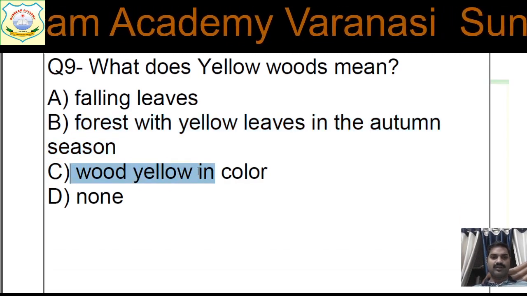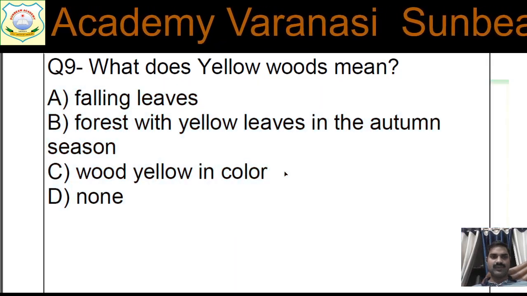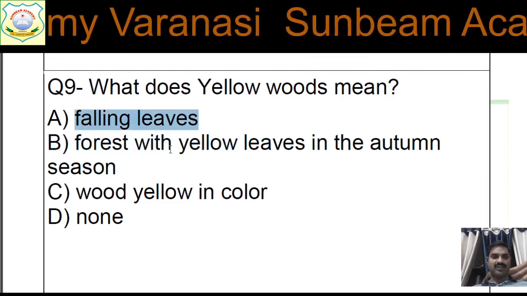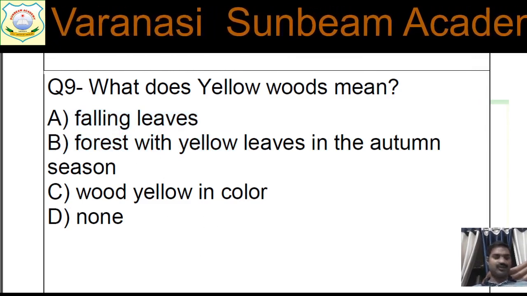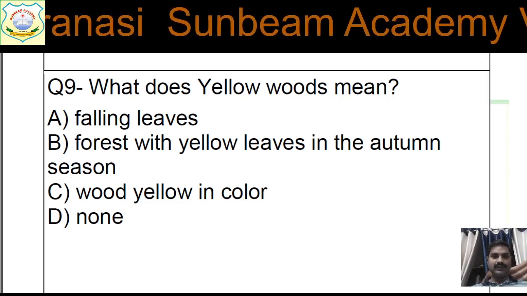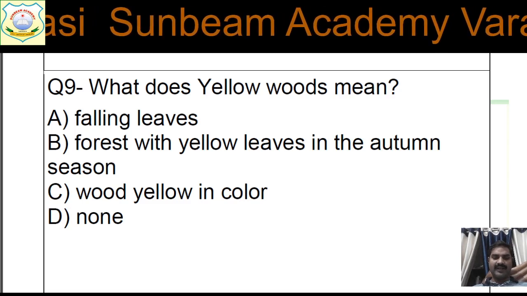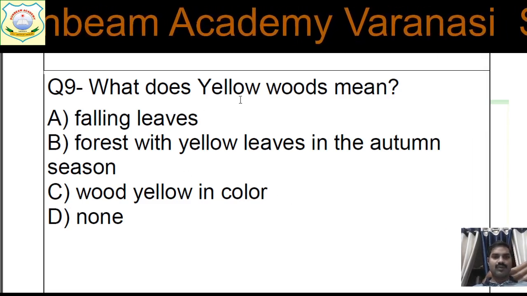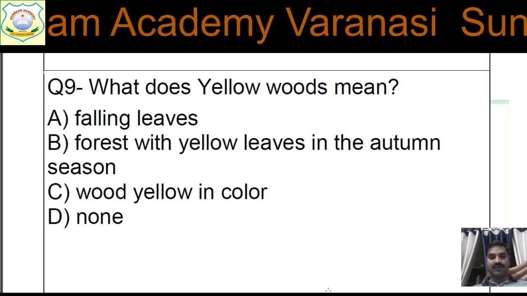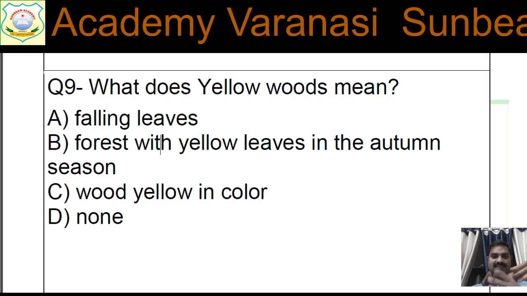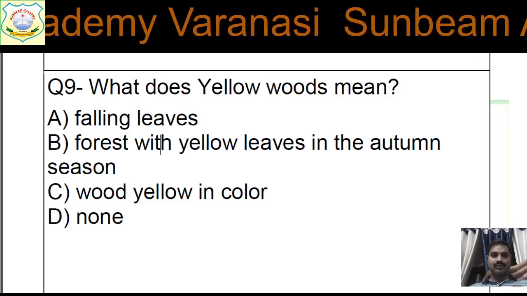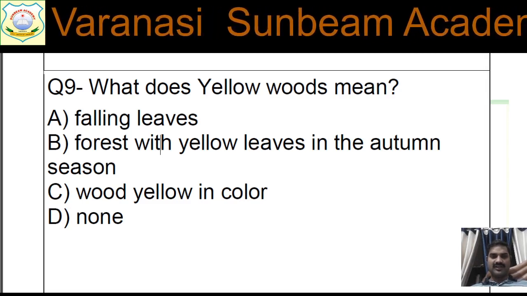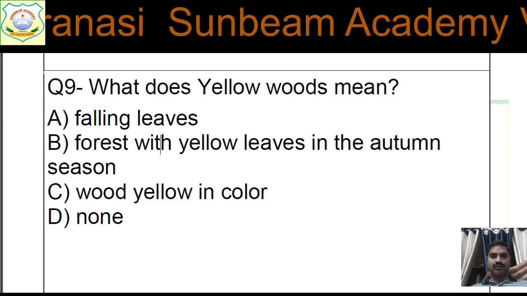Okay. Wood, yellow in color. I think that, children, you will have to check this. I'm not very much sure about this question and the option. So you will have to see which option will be the most appropriate one here. So I will not tell you this. To my mind, if I will be asked to make a guess, what does yellow woods mean? So woods means forest. Yellow means something that is getting yellow. Woods, yellow. You can say C option. You can say B option. C is, I think, a better option. Wood, yellow in color.